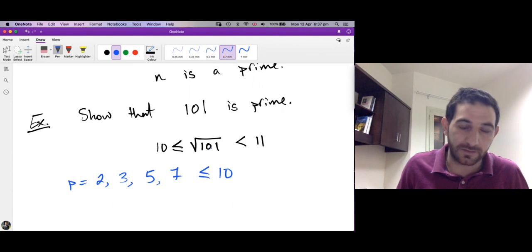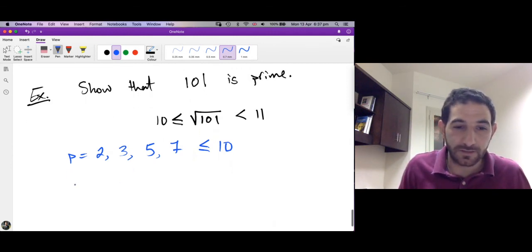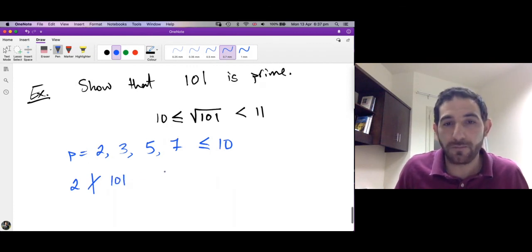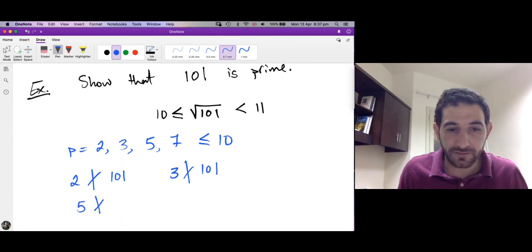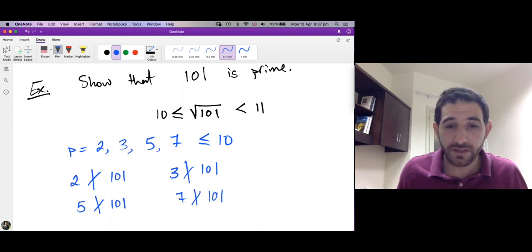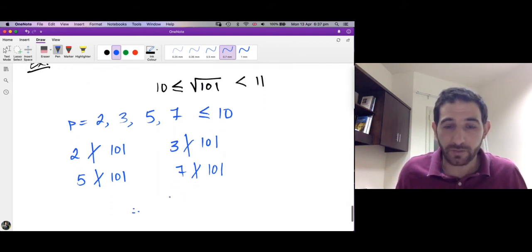I mean the floor of this number, if you want. Now let's see. 2 does not divide 101. 101 is not even. 3 does not divide 101 as well. You can check all of this. 5 does not divide 101, and finally 7 does not divide 101. Since no prime between 2 and square root of 101 divides 101, we can conclude by our work above that 101 is a prime number.